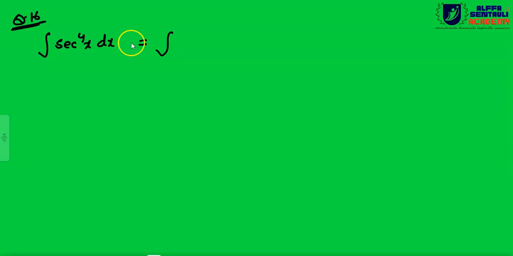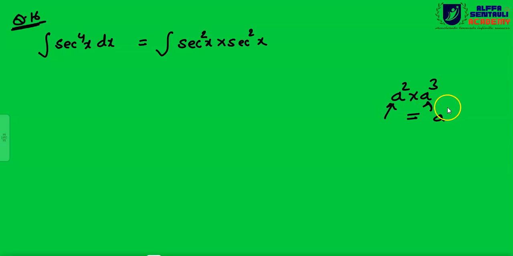Correct. So this sec power 4x can be written as sec square x into sec square x. Why can we write it in this way? Because we have studied the law of indices. If the base is same, then powers can be added. Let's suppose a to the power 2 multiplied by a to the power 3. If the base is same, the power will be 2 plus 3, so the power will be a to the power 5, right? In a similar way, this can be written as the product of two terms, sec square x and sec square x dx.